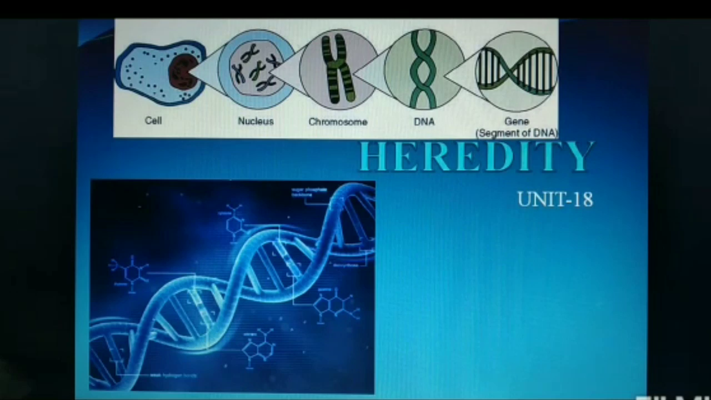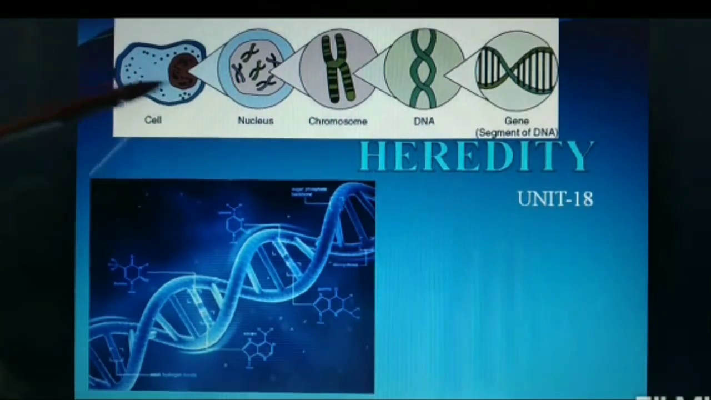So where is the gene present? That we had studied in our lower classes. In our body, we have millions or trillions of cells. There are different types of cells present in our body: muscle cell, blood cell, bone cell, like that. The shape or size may differ, but the basic structure is similar in all types of cells.